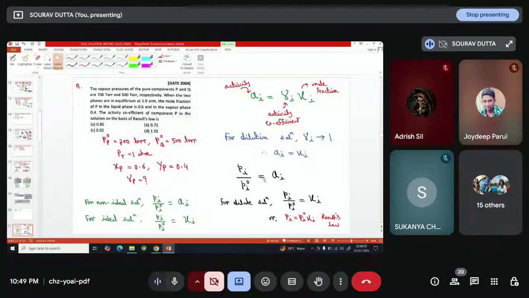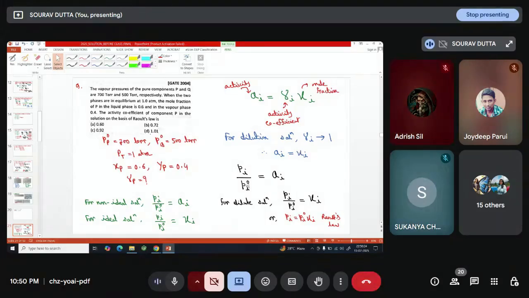Now again, Pi by Pi naught equals activity. Can you explain activity once from the beginning? Activity is defined as the effective concentration of any ith species in the solution. This is basically the activity coefficient times the mole fraction. For a dilute solution, this activity coefficient tends to 1. So activity equals mole fraction.